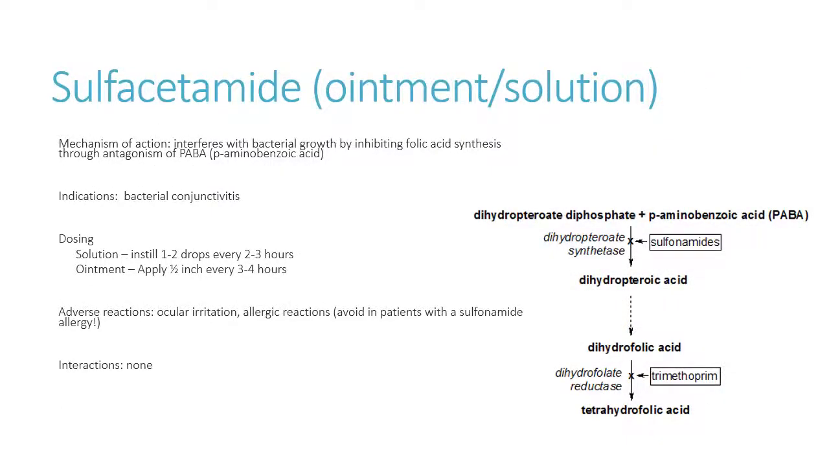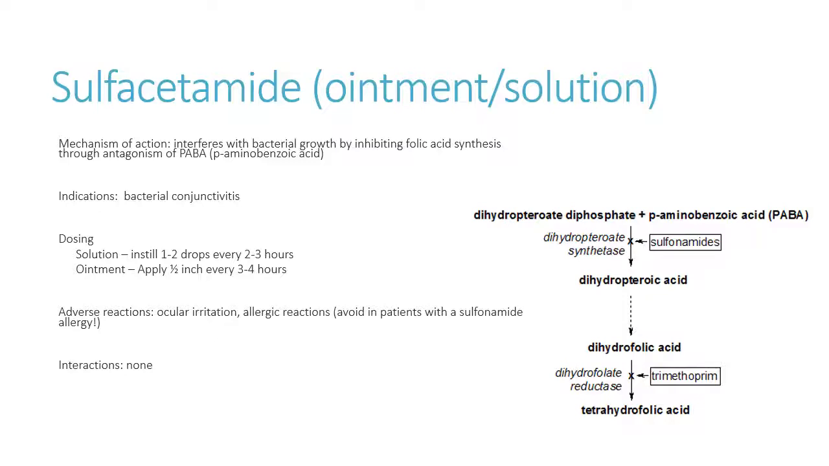We also have sulfacetamide, and so this is going to be working on the same place that sulfamethoxazole was working, right? So again, this would be a product by itself being used to block that production of DHF in those bacterial cells. Again, used for bacterial conjunctivitis. They have solutions or ointments, again, depending on the patient. You may choose one versus the other. And this one, you want to be careful with.